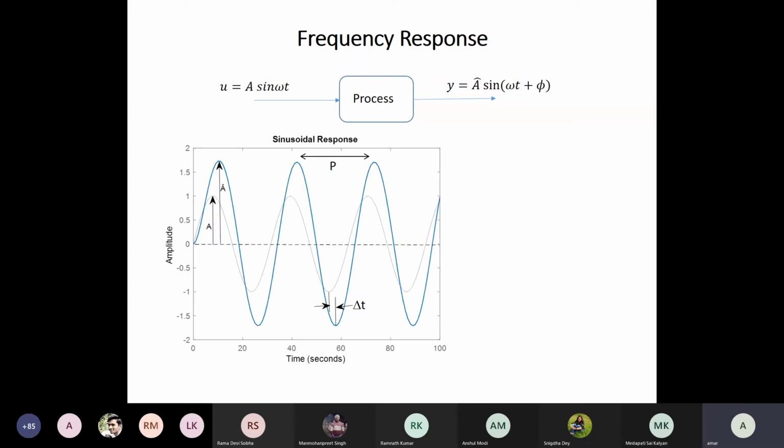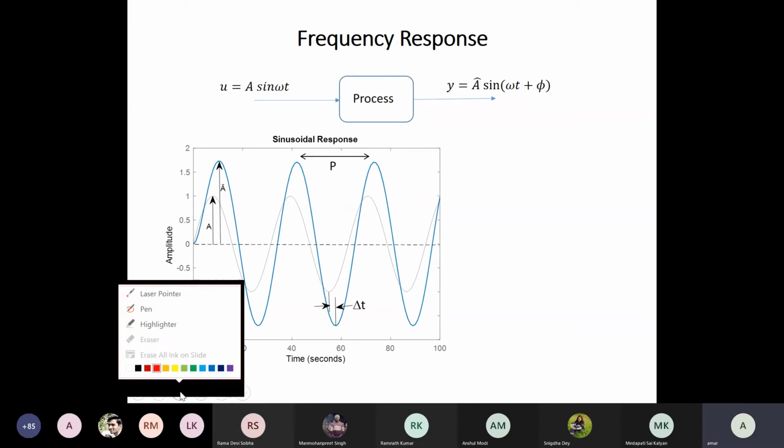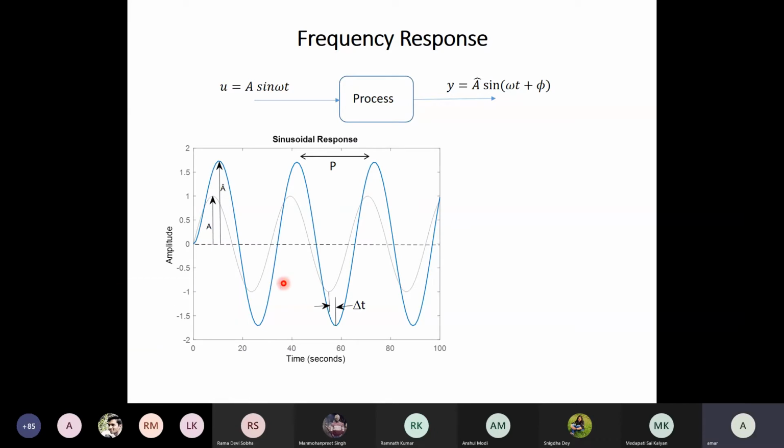Let me get the laser pointer here. So it will be like this. You have given an input like this and you will get an output like this. So the characteristics of this input and output will be used for the frequency response analysis.